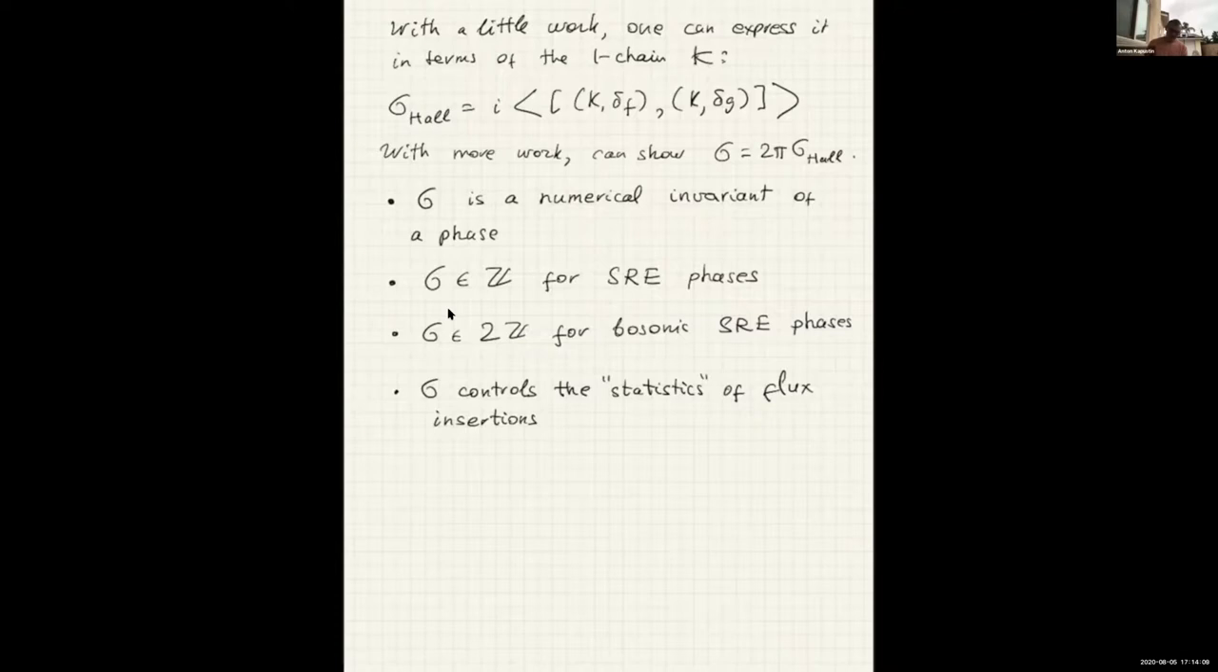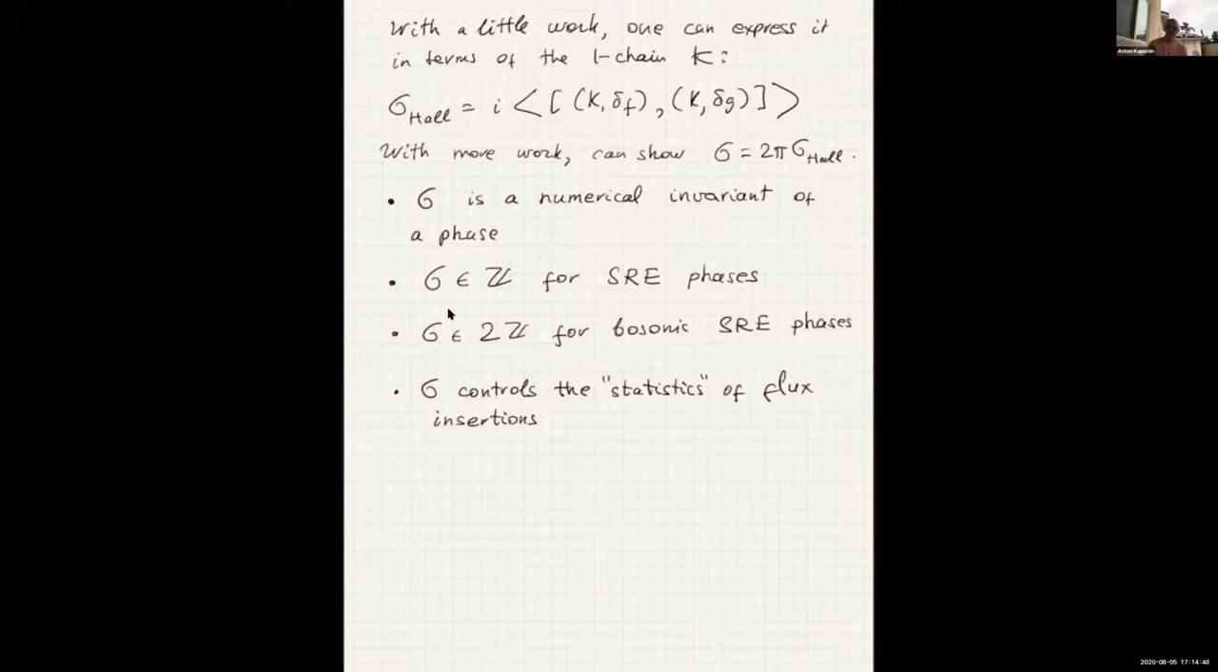Okay, so let me just say what other properties of sigma are. I already said that it's a numerical invariant of a system, but actually it's a numerical invariant of a phase. The further properties, namely, it turns out to be integral for short-range entangled phases. There's some argument similar to Laughlin's argument. We show that it's integral, but it's rigorous. And moreover, it's even an integer for bosonic phases. And that's something which field theory predicts, which was stated in the very first lecture. Chern-Simons theory description of the quantum Hall effect predicts this, but it's hard to make this precise.